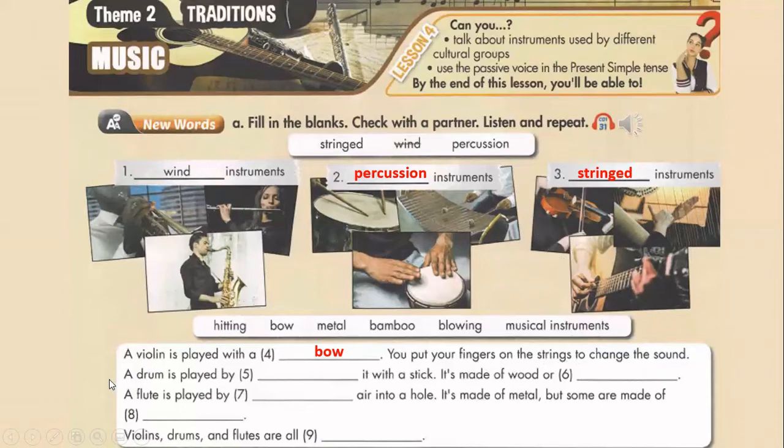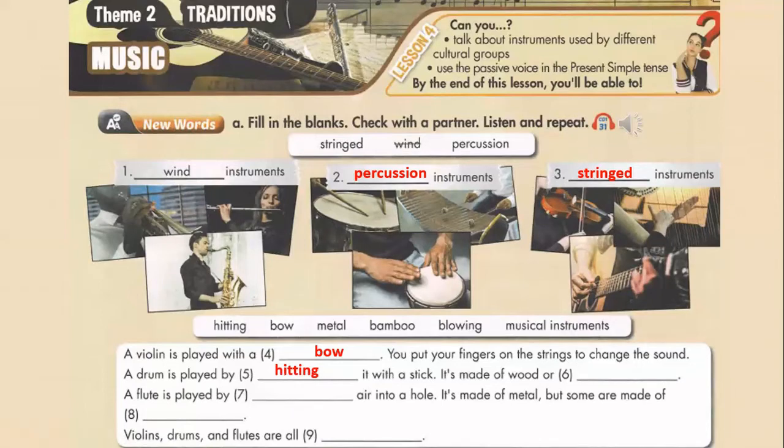Next, we have number five. A drum is played by hitting it with a stick. So we have here a picture of a drum, and you can see here the stick. For you to be able to make a sound, to produce a sound, you have to hit it, okay?